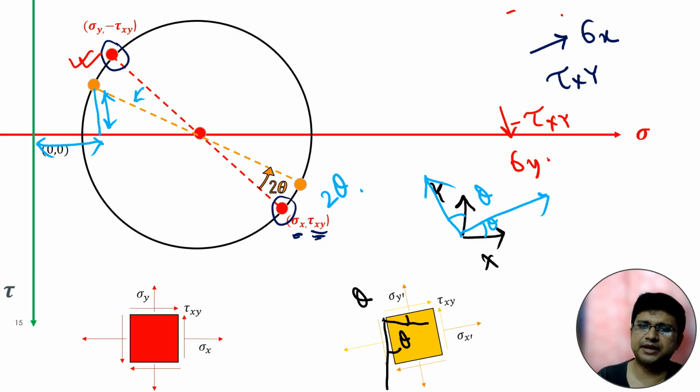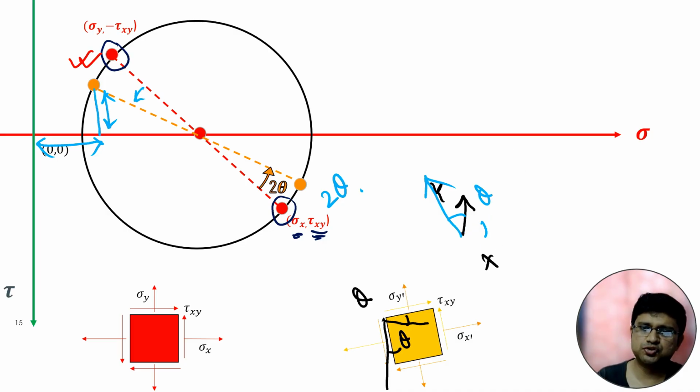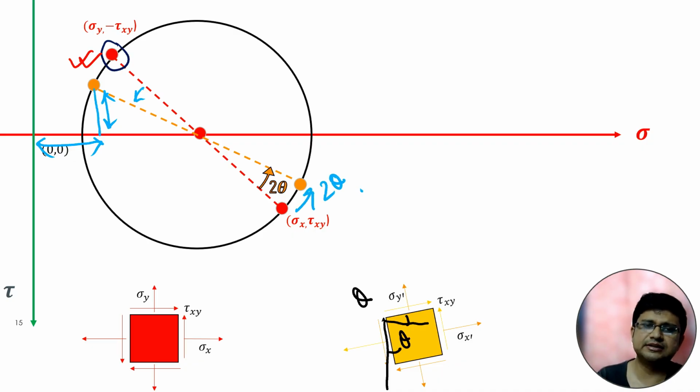For these two different planes, we will get the value of normal and shear stress from the Mohr circle. So this is actually rotating these two points by an angle of 2 theta in the anti-clockwise direction. So this is one particular method.